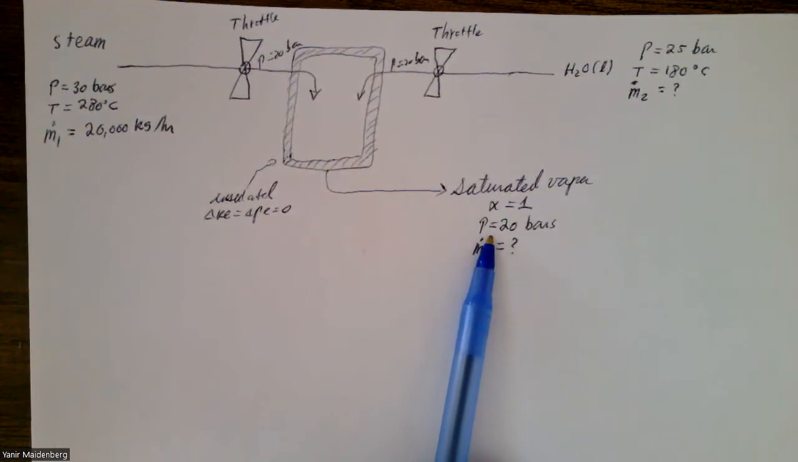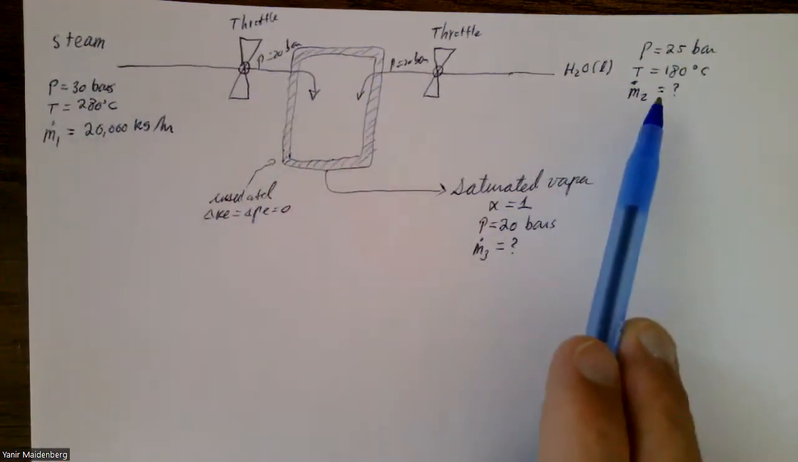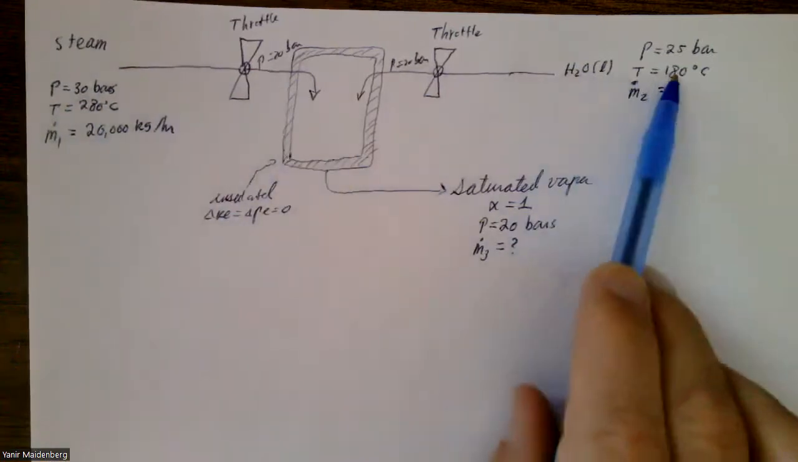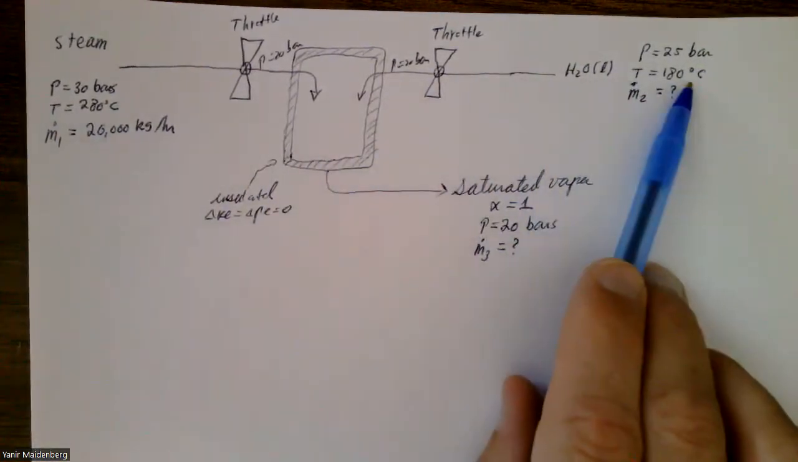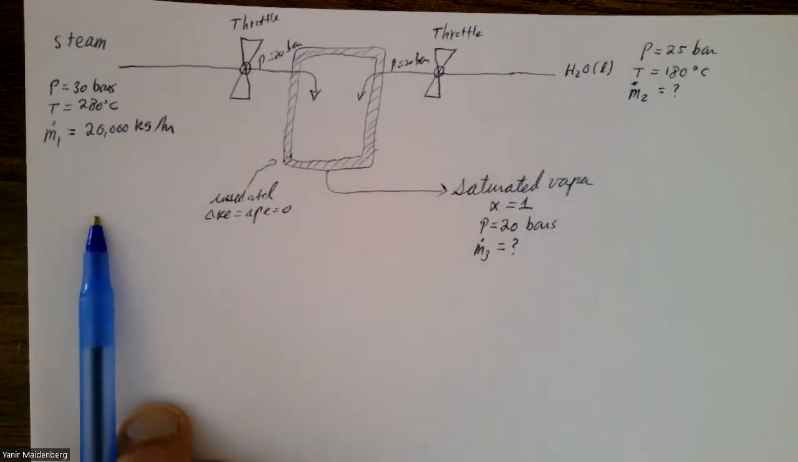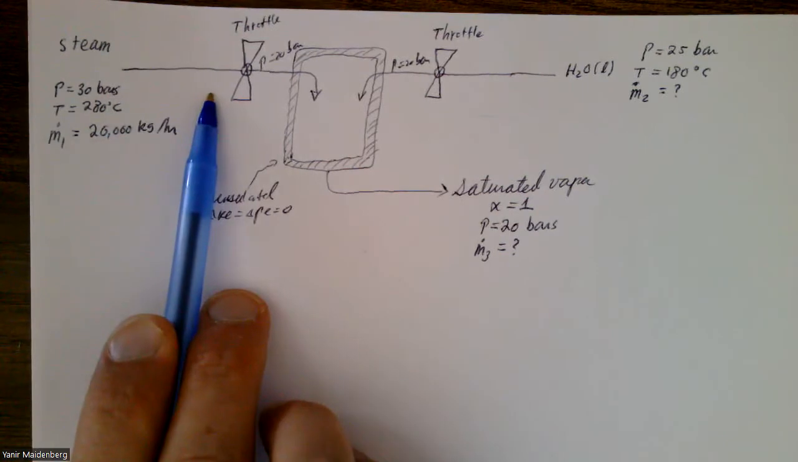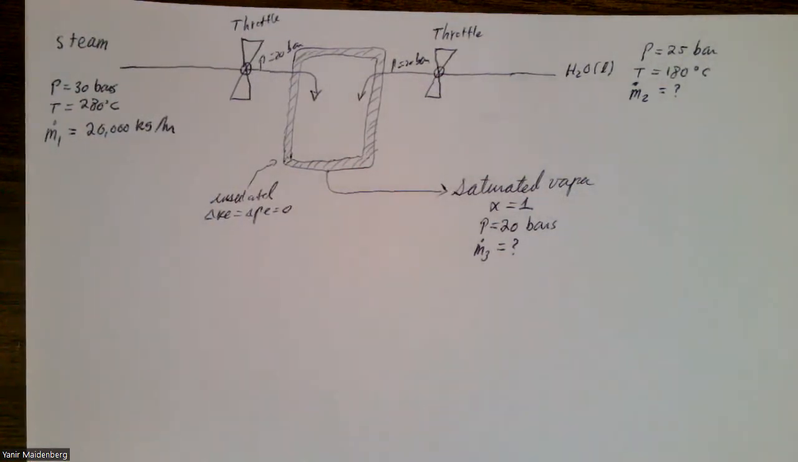And also, I know the pressure here is 20. It will throttle both initial streams to 20 psia. And I know the initial pressures. I have 30 bars and 25 bars. I know the initial temperatures, 280 and 180. And I know the flow rate of the steam. And I'm being asked for the other two flow rates.